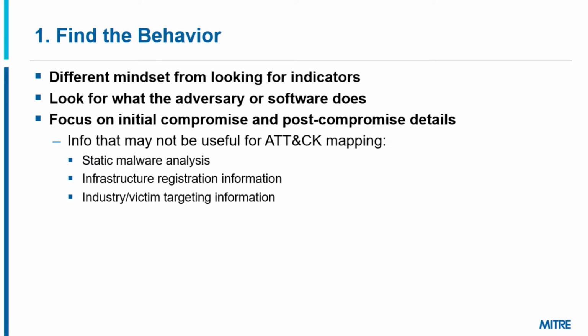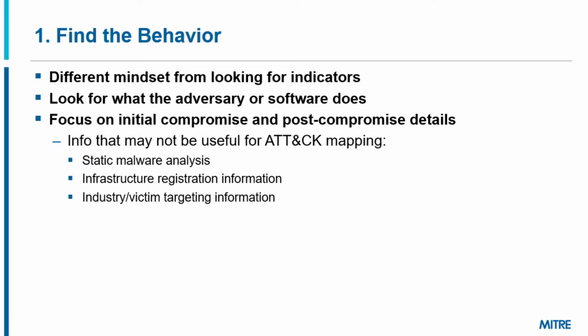Step 1 of the process, find the behavior. As I mentioned, this is a very different mindset from looking for those atomic indicators like IP addresses. Think about verbs. Think about what the adversary or the malware actually does to identify what the behavior is. For Enterprise ATT&CK in particular, you might want to focus on initial compromise and post-compromise details, how the adversaries got in, what they do after they got in.